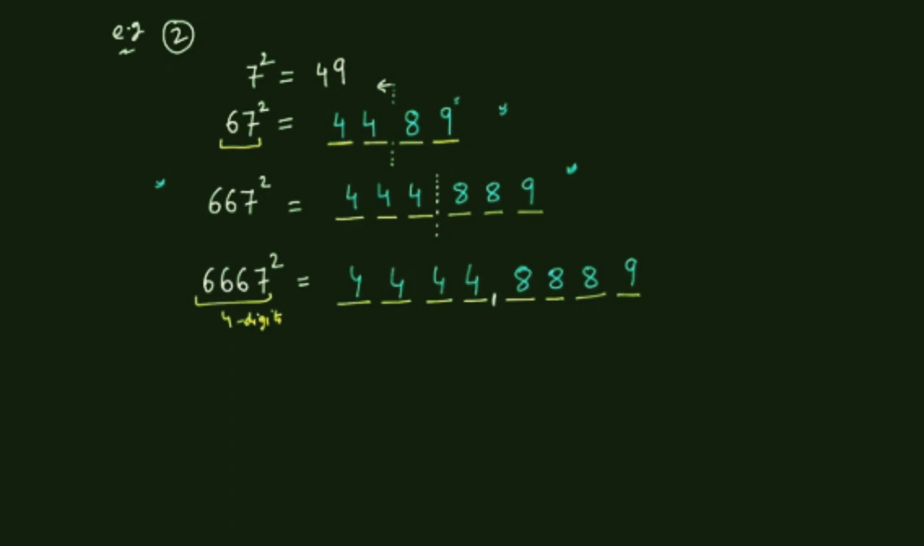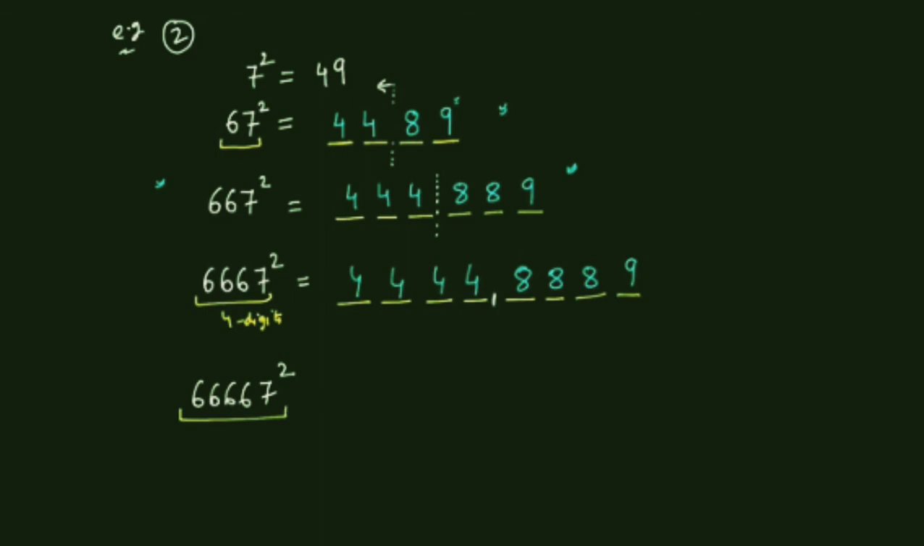Now let us take one big number so that your concept will be more clear. Suppose here we have a 5-digit number. One important note: this will only be applicable when 6 or 7 is present at the end, at the unit place. Only then can we use this rule.